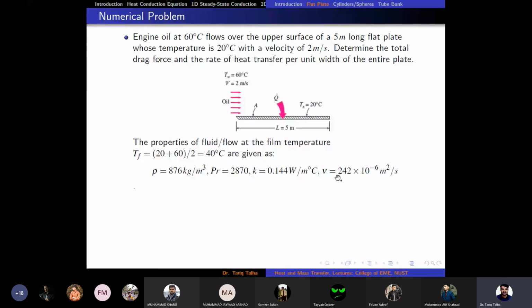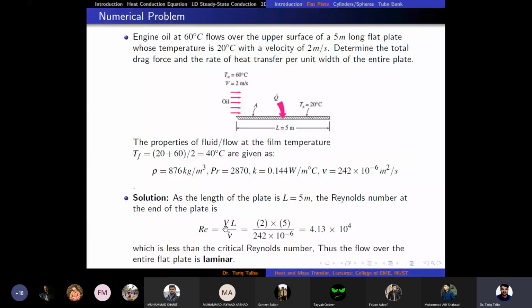Once these properties are known, first of all, we need to determine whether the flow over this plate is entirely laminar or not. To do this, we can calculate the Reynolds number at the right edge, which is at the length of 5 meters. That would be equal to V, the velocity, which is 2 meters per second, u infinity basically. I have used V because in the statement it shows V, which is the symbol they have used, but it is u infinity.